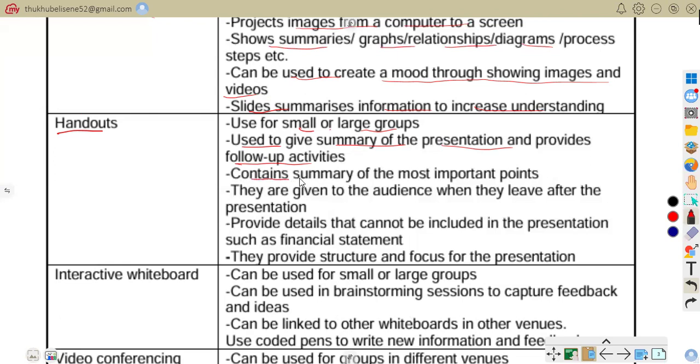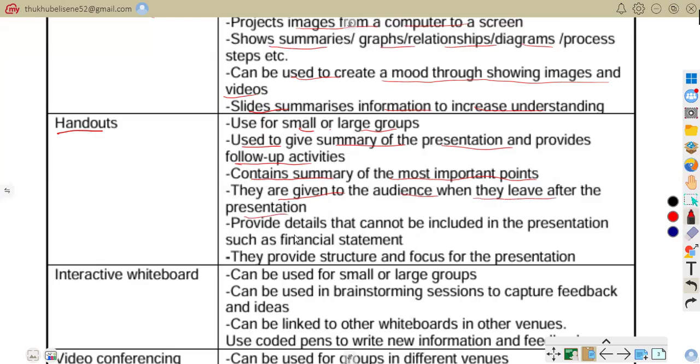Also, the handouts contain a summary of the most important points. So it means only key information is included. They are given to the audience when they leave after the presentation.